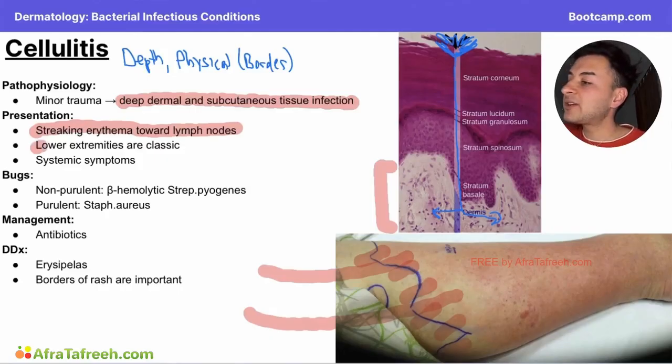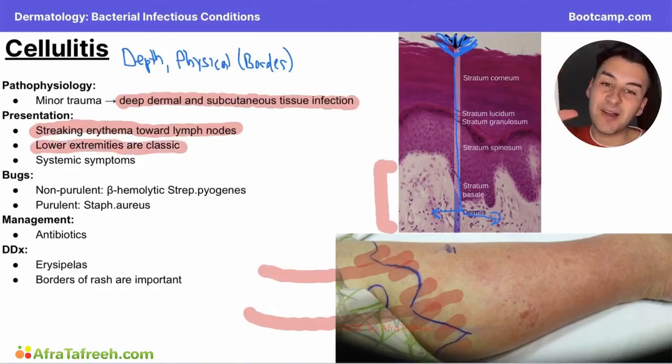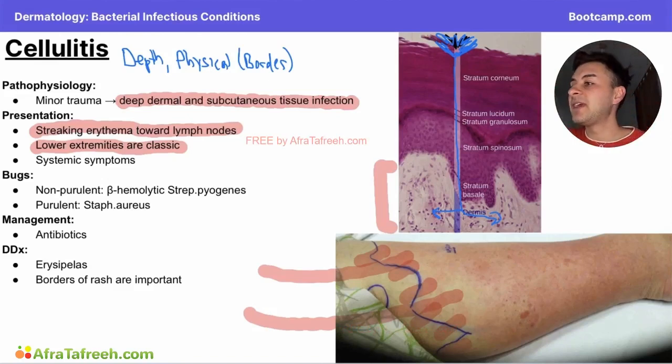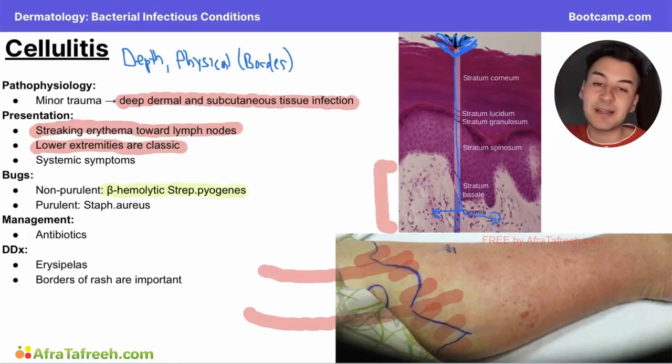And then our lower extremities are going to be classic, and also our hands as well, because these are areas of trauma. So you're banging your lower extremities around when you're walking, and you're always doing things with your hands, which allows bacteria to seed much more easily. In terms of the bugs, we have two different types. So non-purulent cellulitis is classically going to be caused by beta-hemolytic strep pyogenes, whereas our purulent cellulitis is going to be caused usually by Staph aureus.